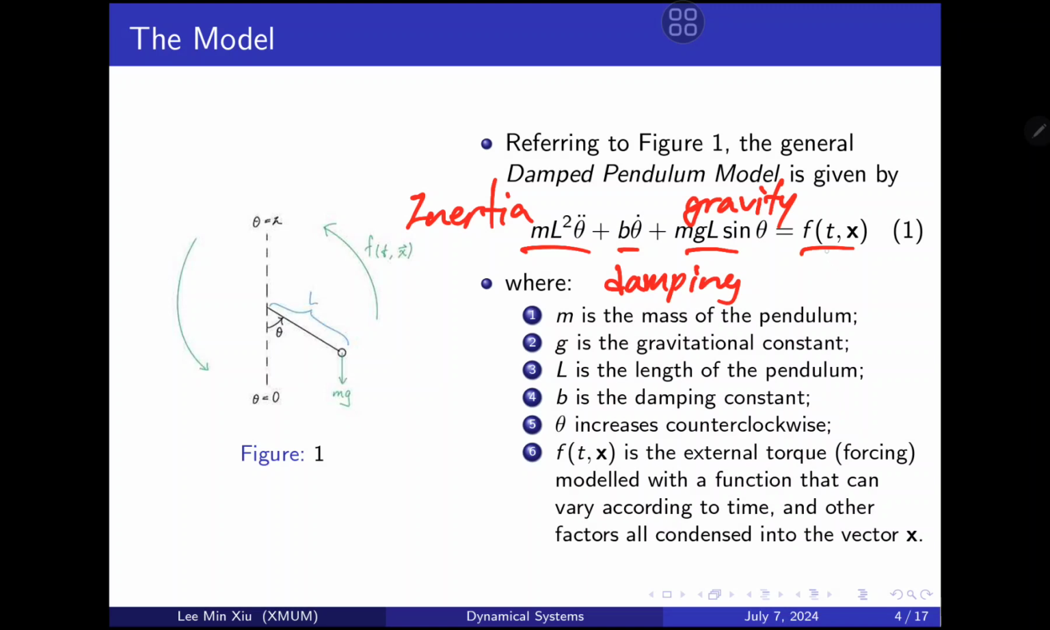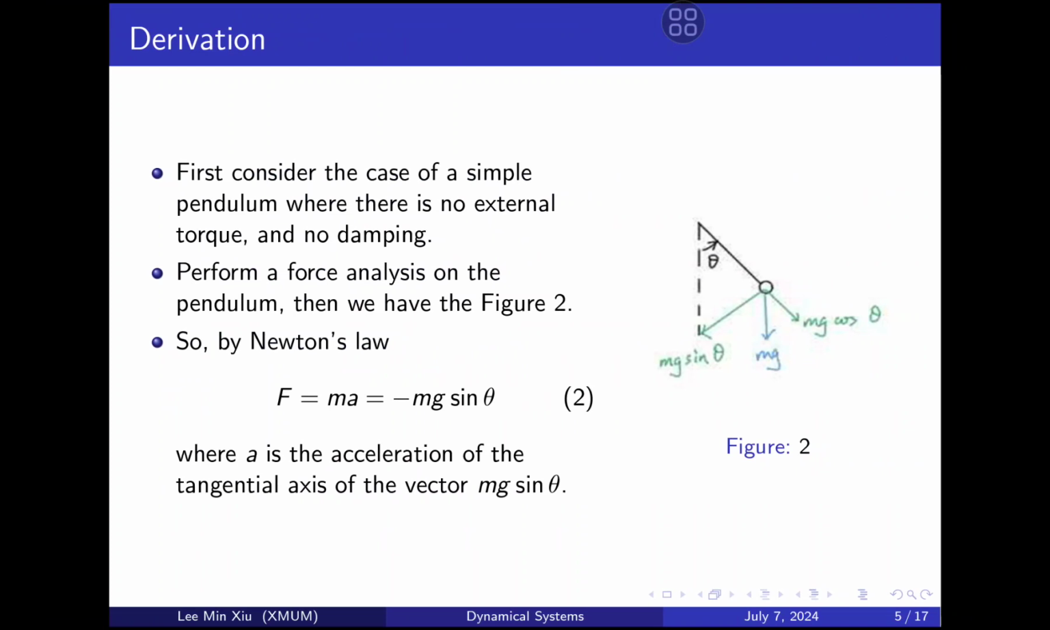And then I'm modeling F as a function of t and x, where x is where I'm placing every other factor that can actually affect our system into just that vector x. Yeah, and then here are all of the constants and variables. So let's derive the model real quick.